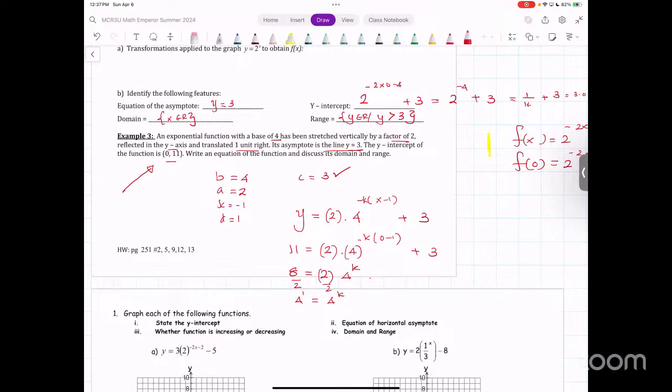Makes sense? So therefore, the equation is going to be y is equal to 2 times 4 to the power of minus k, x minus 1, plus 10.